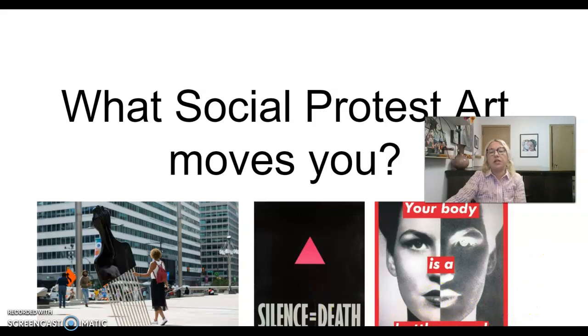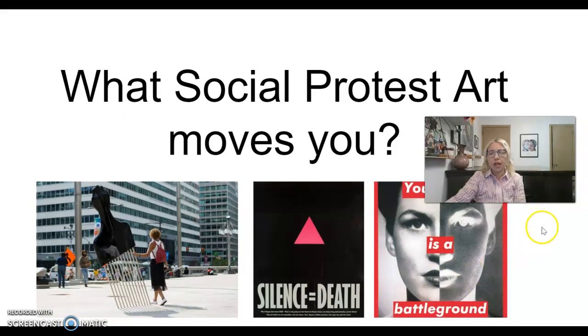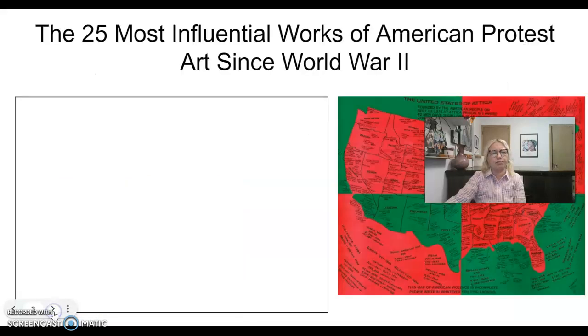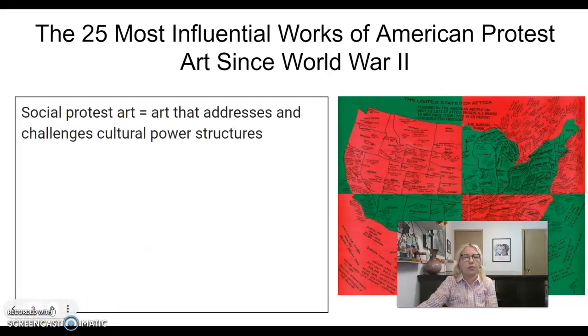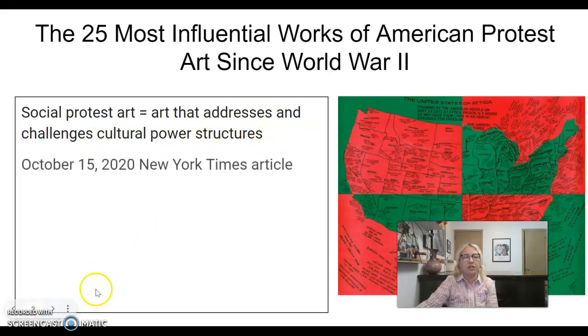These are 3 that you're going to see in the PDF, and you may choose one of these. Your job is to find one that moves you from the pieces in the article and to write about it. The article is called The 25 Most Influential Works of American Protest Art Since World War II. Each piece of art has a little blurb written about it, and you can read about it. A reminder that social protest art is art that addresses and challenges cultural power structures. That's the definition we're going to be working with.